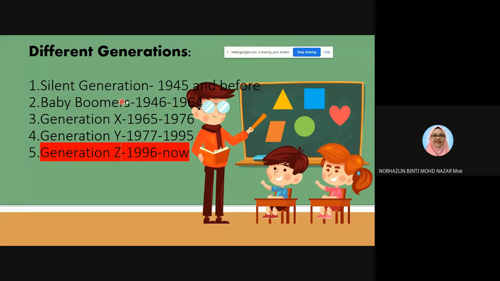I don't think so. Look at the year. Okay, generation X. These are the years. Okay. Generation Y. Look at the years. Start 1977 until 1995. Generation Z. 1996 until now. So you are generation Z. Okay. So where am I? I am generation X. X-Men. Okay. So it's a different generation.